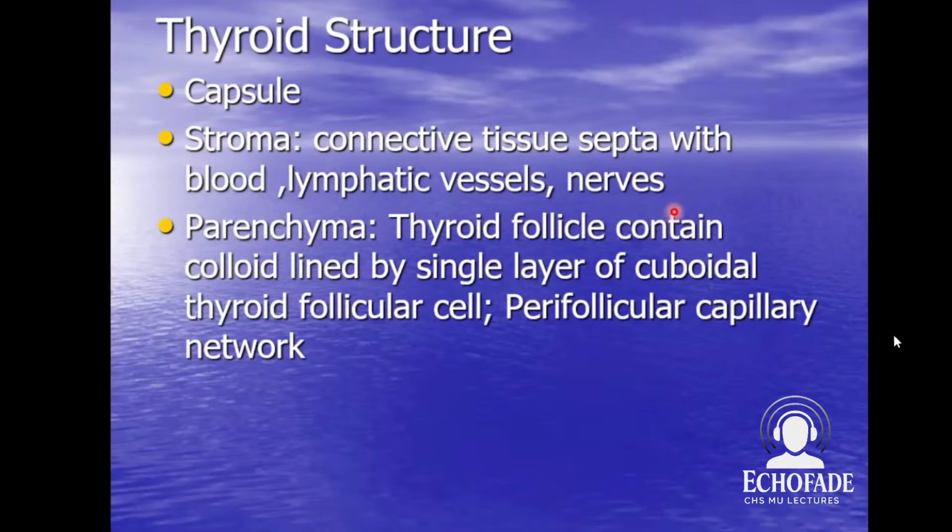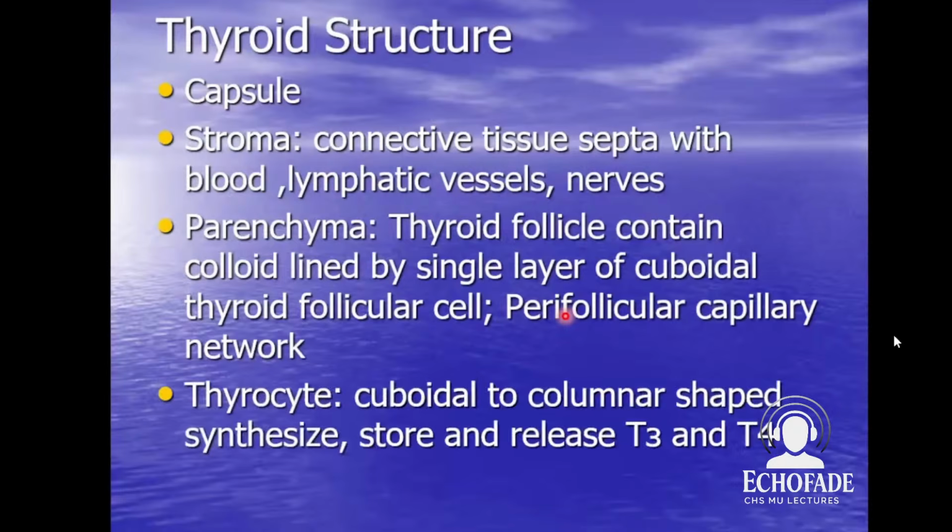We have a very well-developed capillary network around the follicles because the hormone is to be transported by blood. The cells, which are the thyrocytes, I've said are cuboidal or columnar in shape, and their main function is synthesis and also storage of T3, T4. The cells synthesize the hormone. The hormone is stored in the form of the colloid, as thyroglobulin. That's the colloid.